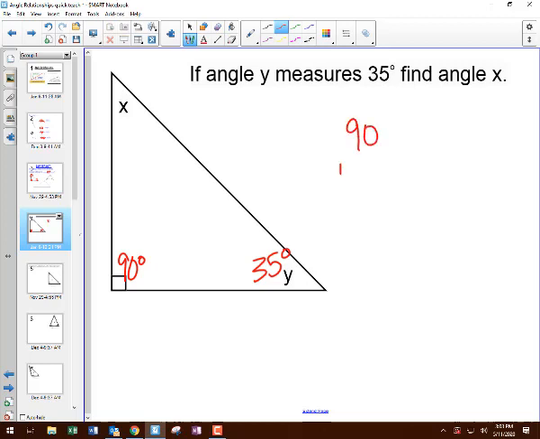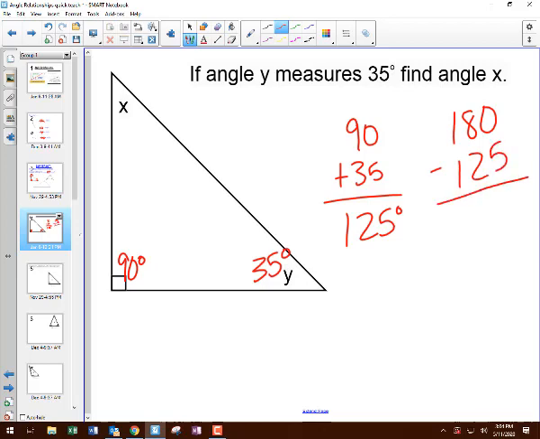So 90 plus 35, that's going to give us 125 degrees. Okay, we know all three of these added together would be 180, so I'm going to go 180 minus 125, find out what I don't know, and that's going to be 55 degrees. So X is equal to 55 degrees.